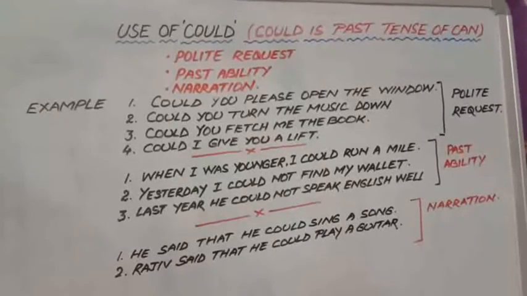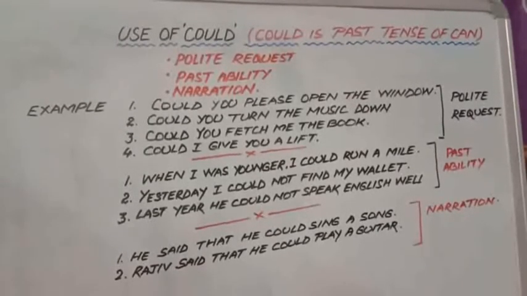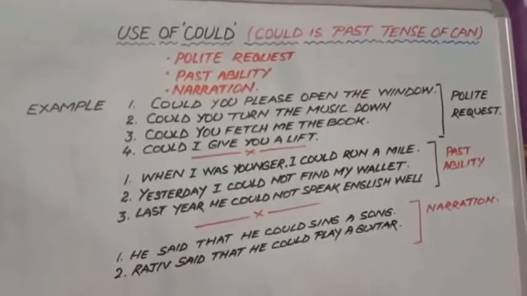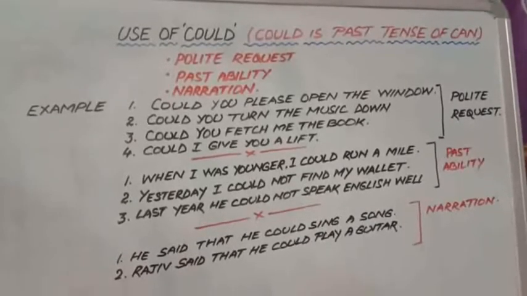Now the last is narration. Now in narration, can is used in reported speech and it has to be converted into could. He said that he could sing a song. The sentence is a narration. And he can sing a song should be transformed to he could sing a song. Last year he said that he could sing a song.